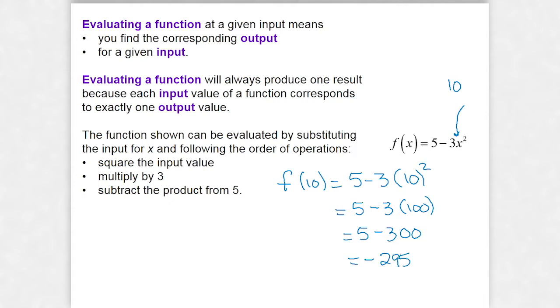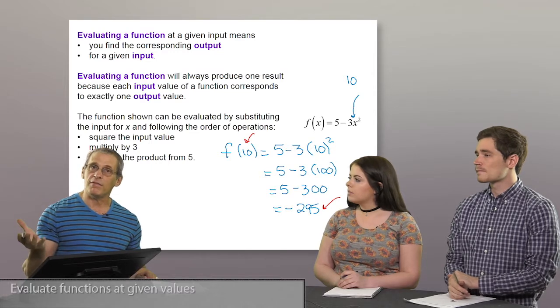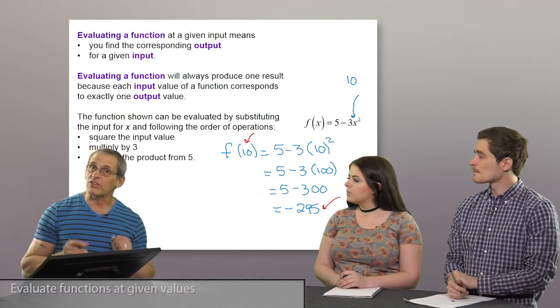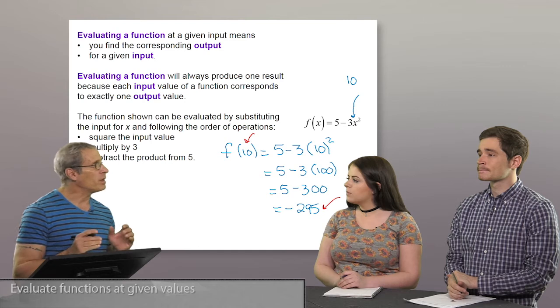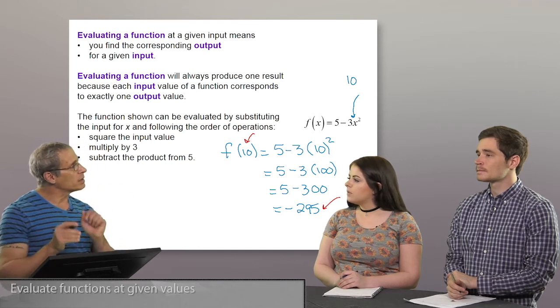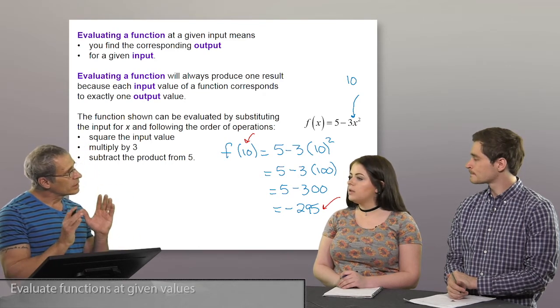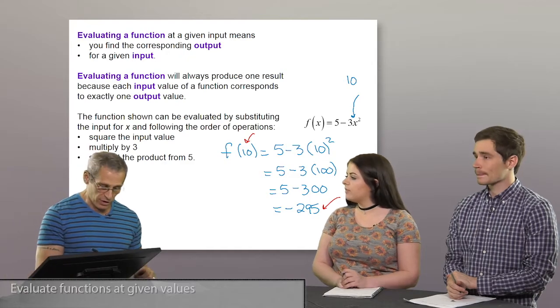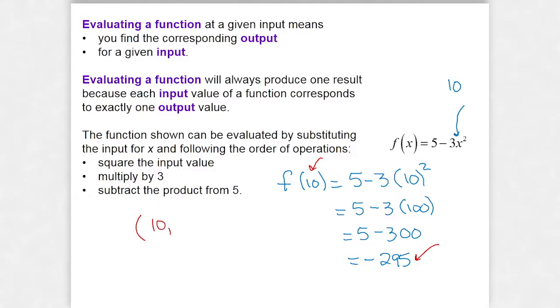Very good. So what we've done, just to make sure we're very clear about this, is for the input of 10, we evaluated the function, and we found the output to be negative 295. So if we wrote this as an ordered pair, it would be 10, comma, negative 295. Very good.